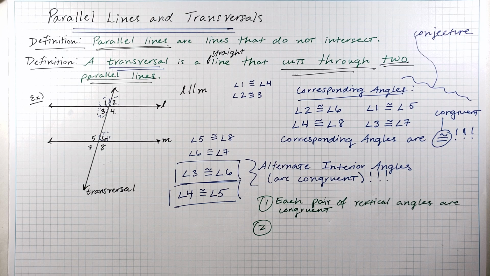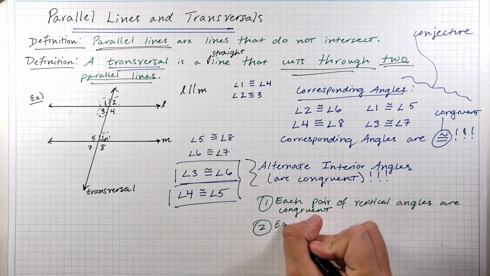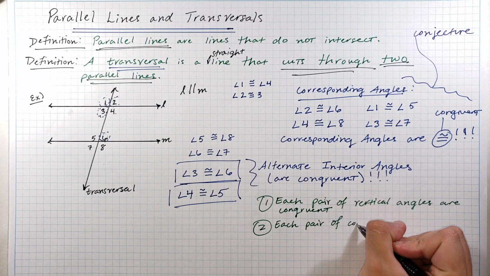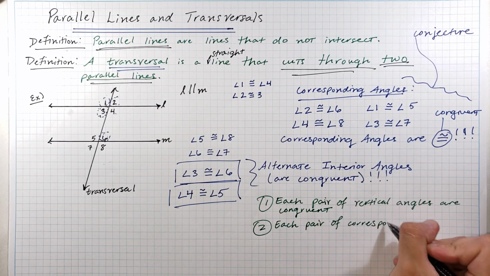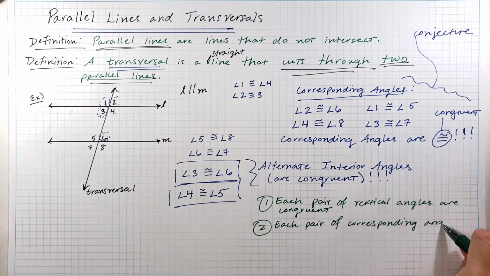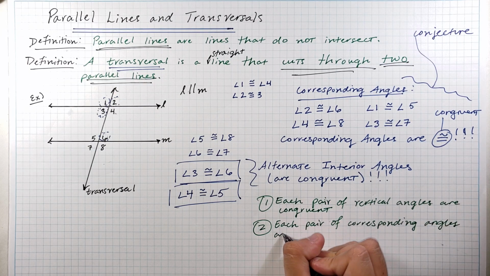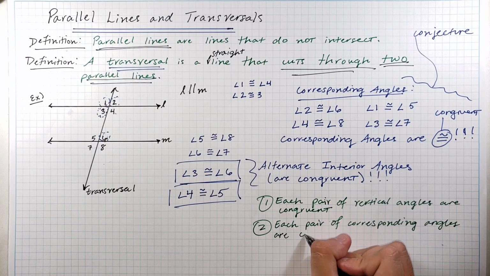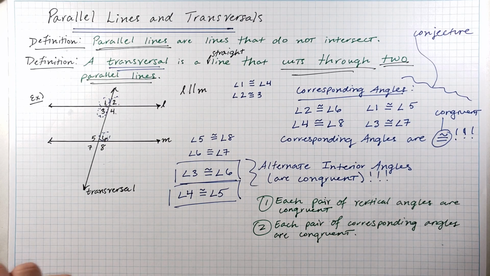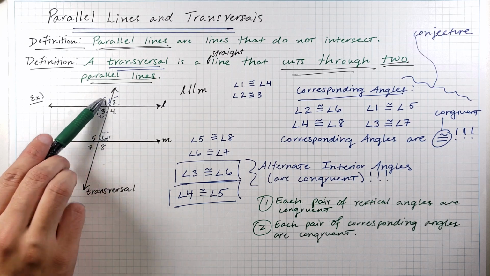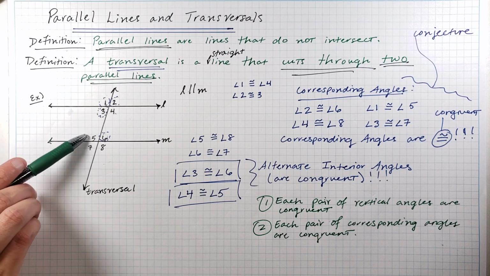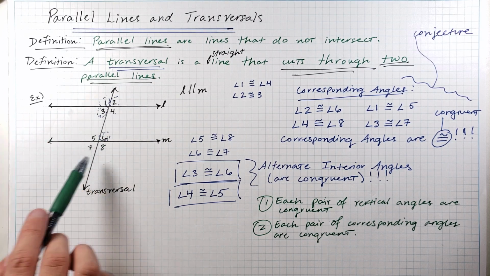So what we can say now is each pair of corresponding angles are congruent. All right, corresponding, just think of them as in the same location. So here's angle 1, here's angle 5. Angle 1 is like in the top left. Angle 5 is like in the top left. So we say they're corresponding, and you do the same thing with the rest of them.